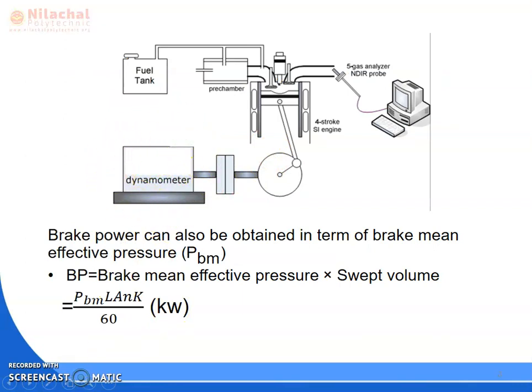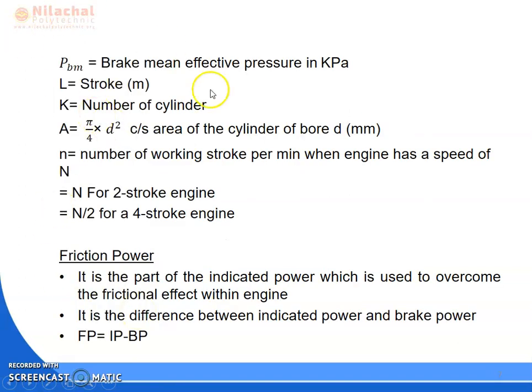According to the mean effective pressure, we can also calculate the brake power, that is, brake mean effective pressure into swept volume. What is swept volume? Swept volume is pi by 4 d square L, where pi by 4 d square is the area, into L, that is swept volume, into N into K, where N is the number of working strokes per minute, K is the number of cylinders, divided by 60. As I said, that area is the area of the cylinder, L is your stroke, and the brake mean effective pressure is the average pressure applied to get the brake power, in kilopascal.